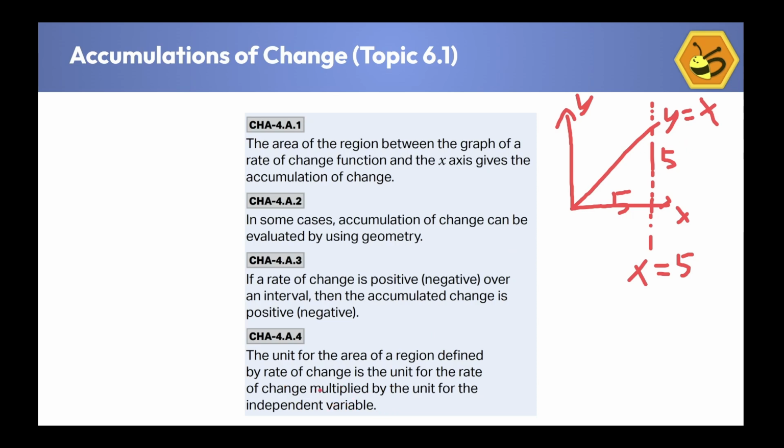The unit of the area of the region is the unit for the rate of change multiplied by the unit for the independent variable. So we can multiply units.